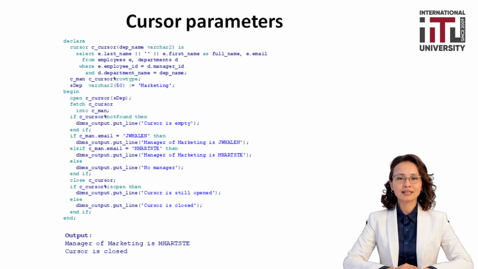In this case, the output shows that the manager of marketing is Mhart. Finally, we close the cursor and confirm using %ISOPEN that it is properly closed. This example demonstrates how parameterized cursors and cursor attributes help retrieve and validate data efficiently.